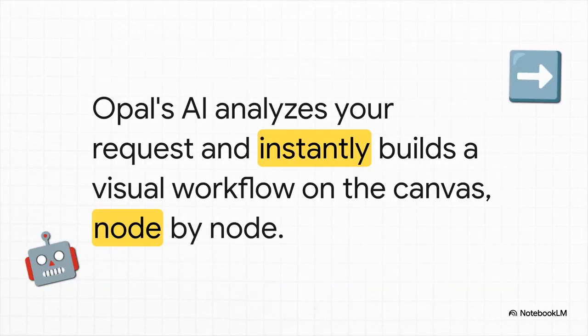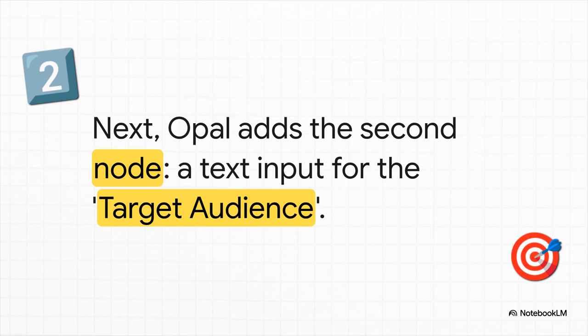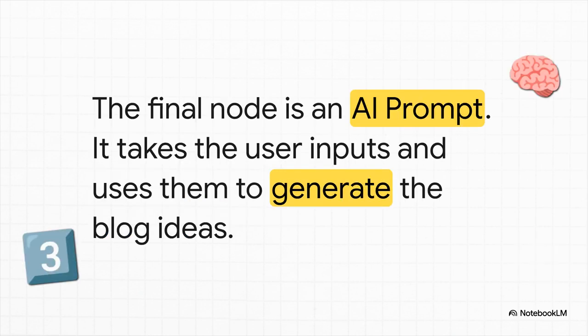So once you feed Opal that prompt, you get to sit back and watch the magic happen. The AI takes your request and starts building out this visual map, a workflow of your app's logic, piece by piece right in front of you. First, it knows it needs information from the person using the app. So boom, the first node pops up, a field for the user's industry, pulled directly from our request. Then it sees the second requirement and adds another node for target audience. It's building the whole structure of the app, and we're just watching. And finally, it creates the engine of the whole thing, a third node that takes those first 2 inputs and plugs them into the main AI prompt that will actually come up with the blog ideas.